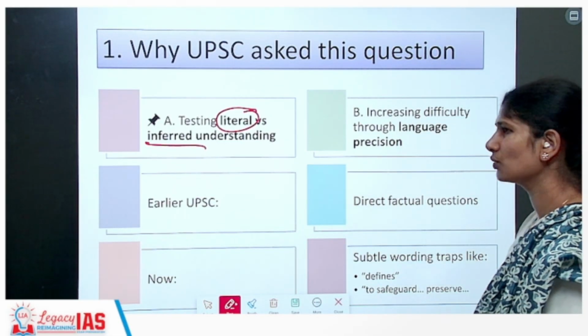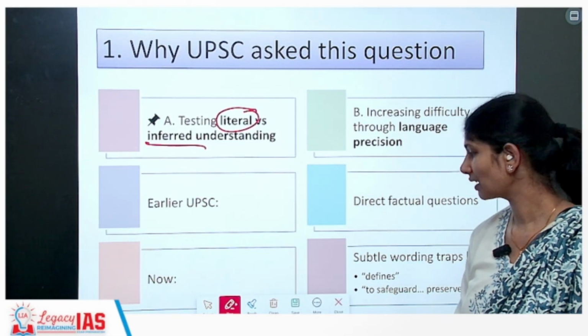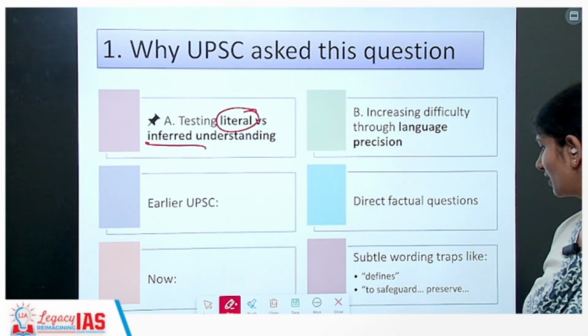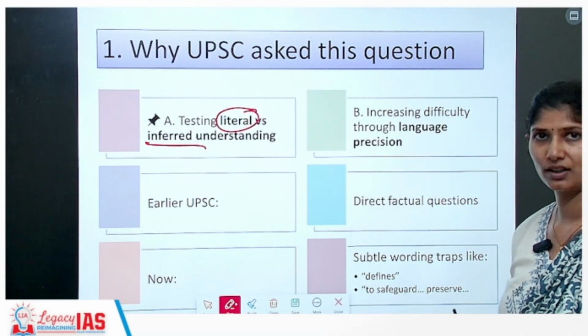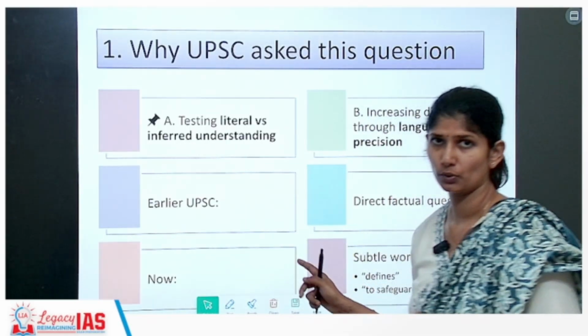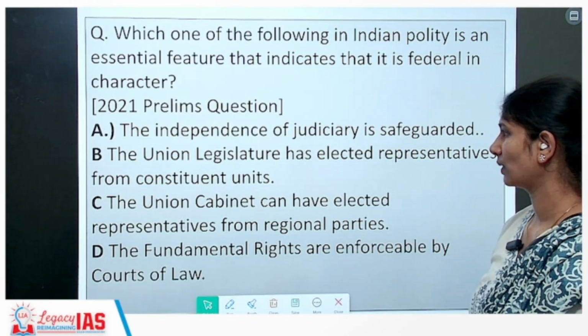See, earlier UPSC used to just ask direct factual questions, but now they are trying to ask the subtle wording traps such as defines, to safeguard, to preserve. Okay, so these kind of words you have to be very careful in the watch about. Okay, in the statement kind of question.